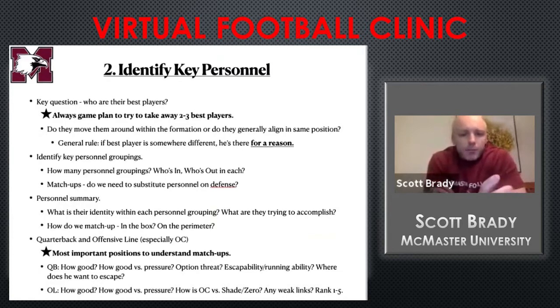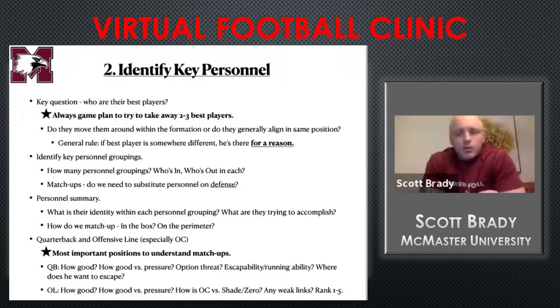And then within that, a big question is, how do we match up with it? So especially in the run game, if they've got a fullback or 2 fullbacks on the field, are we going to be big enough up front that we can stop the run in our base personnel, or do we have to find a way to get bigger bodies on the field so that we can take away their base run game?